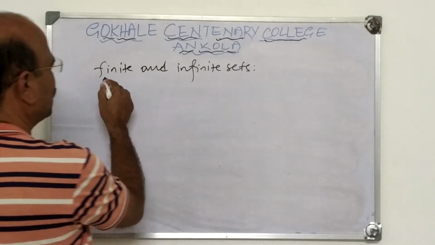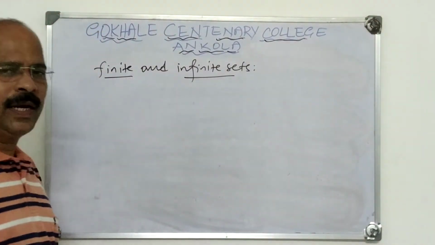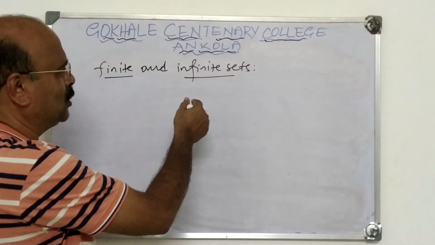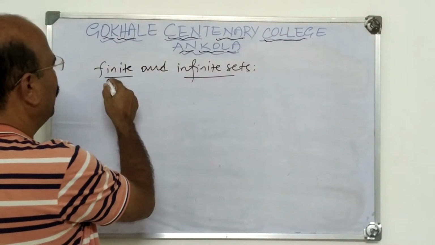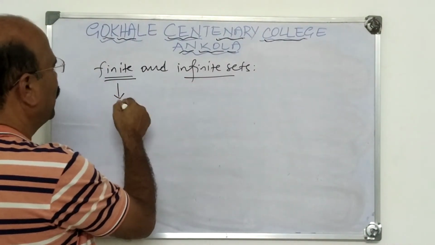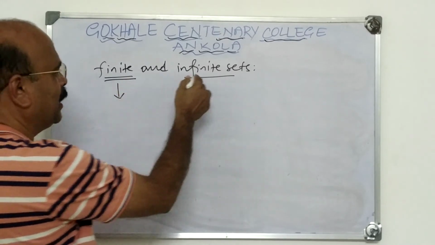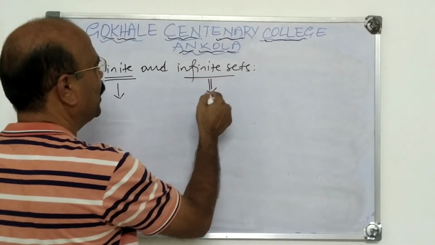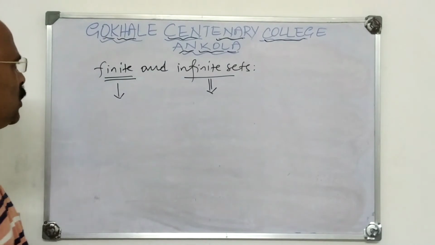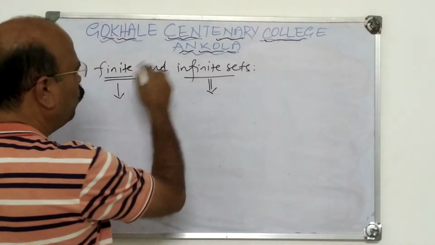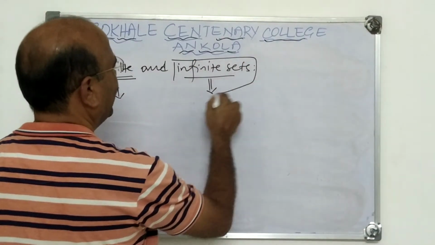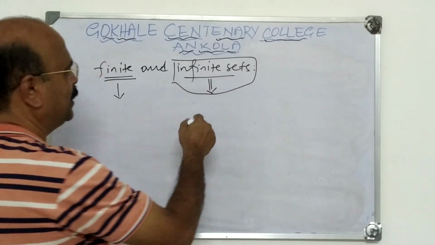Now, the next concept is finite and infinite sets. Again, in the elementary treatise on set theory, we have defined a finite set as a set containing finite elements. Infinite means it contains infinite elements. Now, we define an infinite set like this. See the definition of an infinite set.